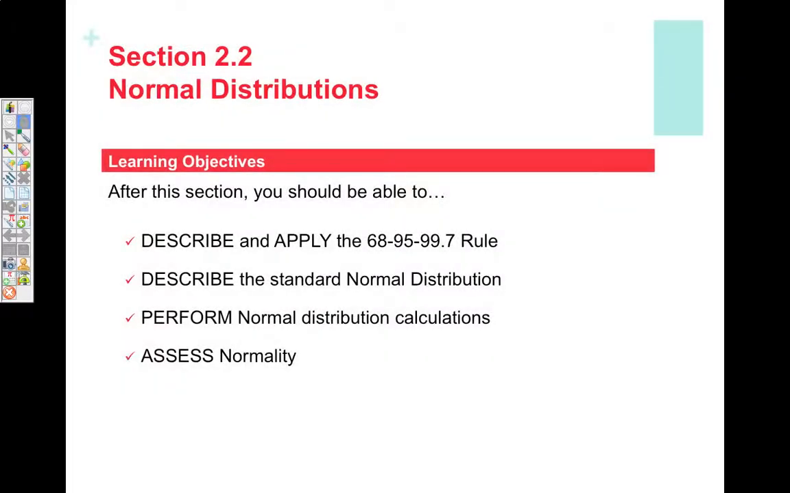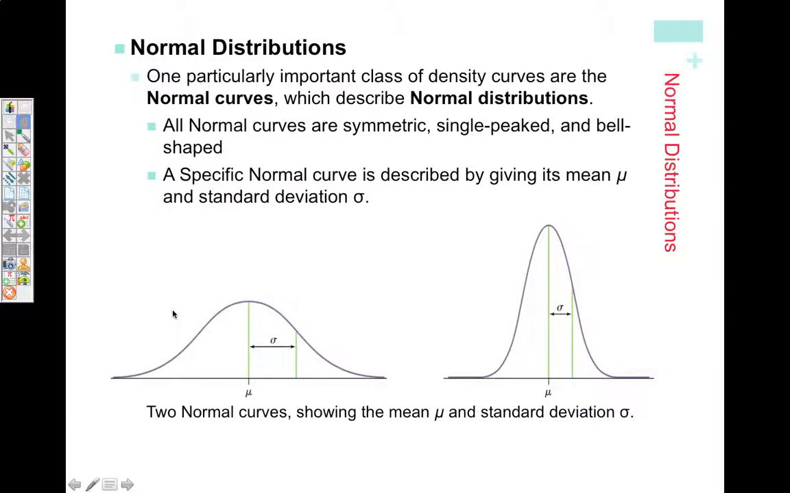Alright, so we're going to look at a special type of probability distribution today called a normal distribution. And in this section, we're going to be describing and applying something called the 68, 95, 99.7 rule. A better way to say it is the empirical rule. And in this first video, we're also going to describe the standard normal distribution. And we're going to look at Table A from the back of our textbook to help us figure out how to use tables to find percents.